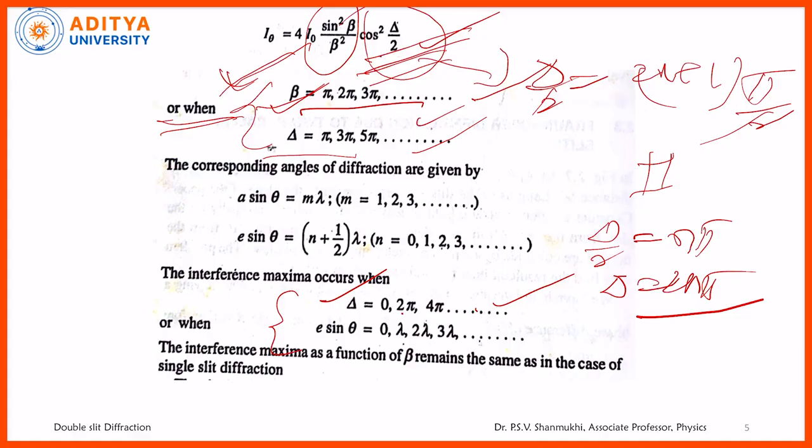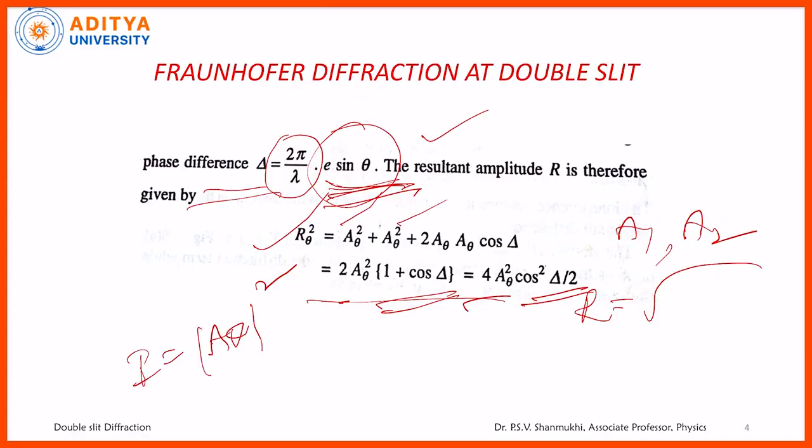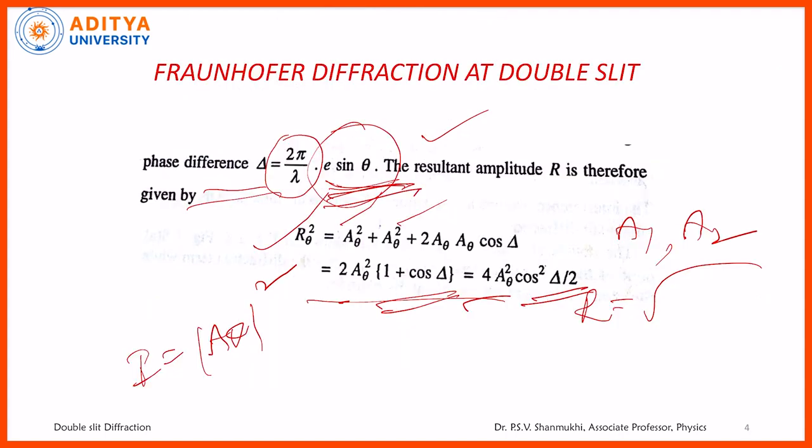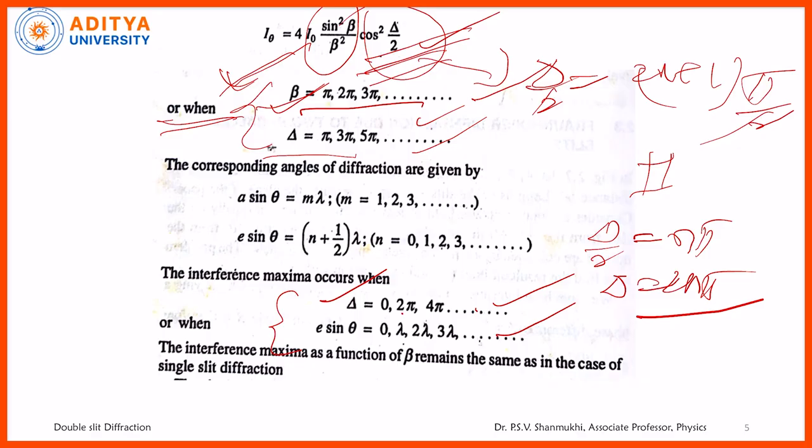And similarly, what is this delta? Actually we have taken that delta is equal to 2 pi by lambda into e sin theta. Substituting here, we get e sin theta is equal to 0, lambda, 2 lambda, 3 lambda. At these values, we get the interference maximum. Already interference minima and diffraction minima we got. Now these are the conditions for interference maxima. Already for diffraction maxima, in case of single slit, we can adopt the same.